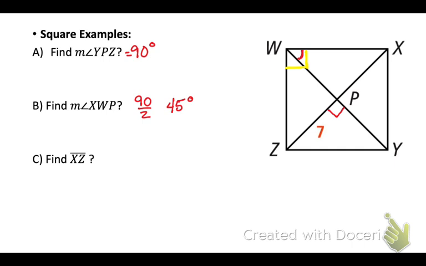And what is XZ? So XZ is the whole thing, yes? And if this piece is 7, this piece is 7. So 2 times 7, so 14. Pretty easy, huh?